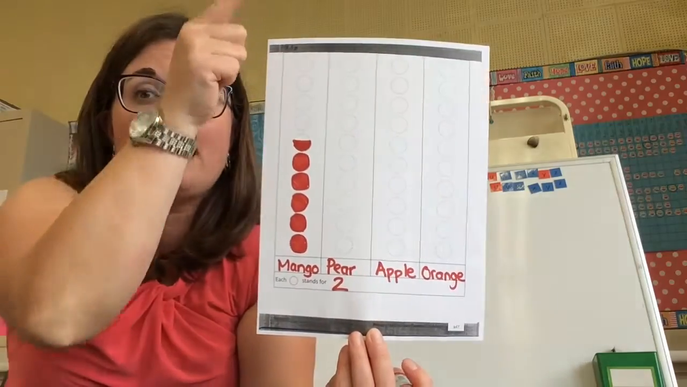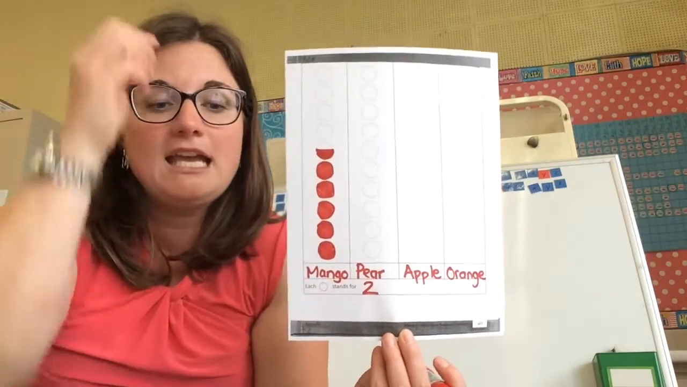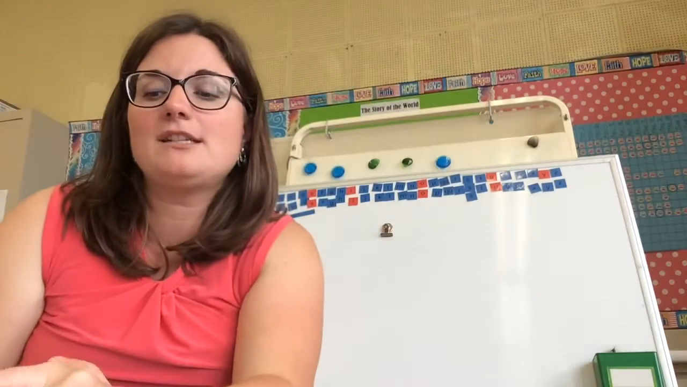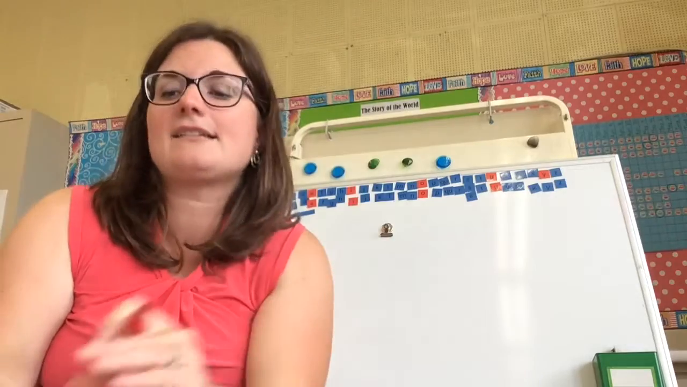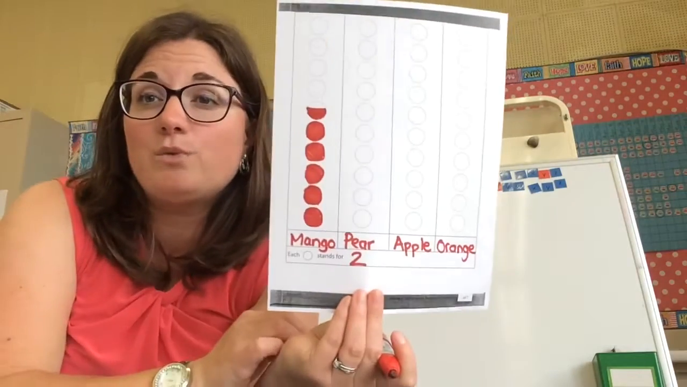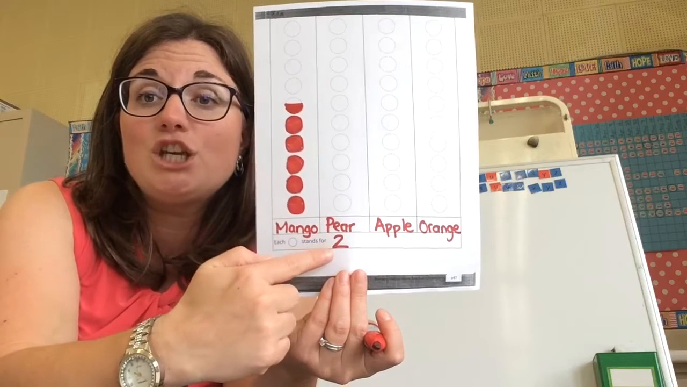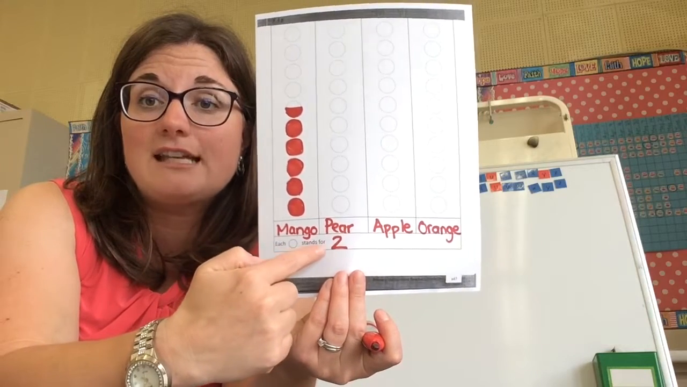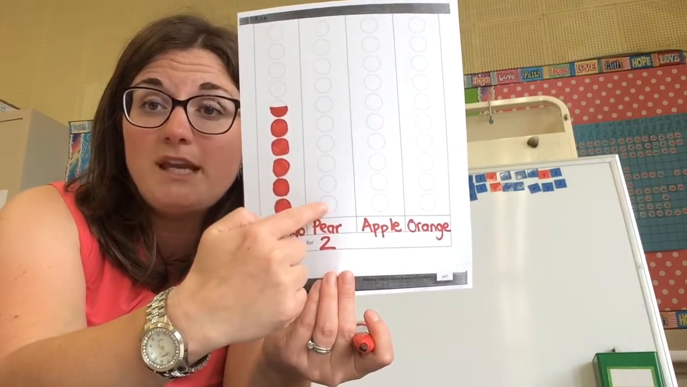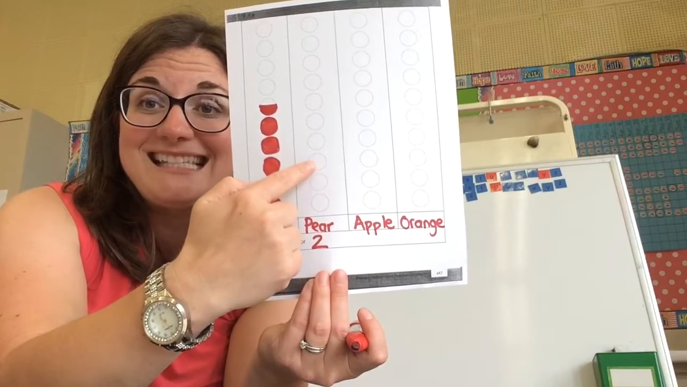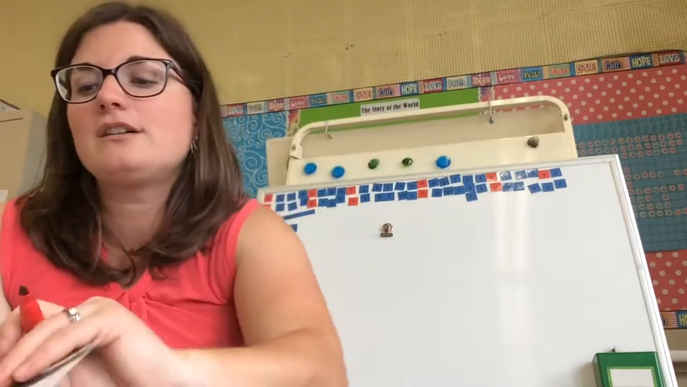So we don't color in 11. We're going to color in 2. Pears. How many pears did we have? We had 6. So let's see how many circles would we color in to make 6. Remember, we're counting by 2s because each circle stands for 2. So 2, 4, 6. So we're going to color in 3.